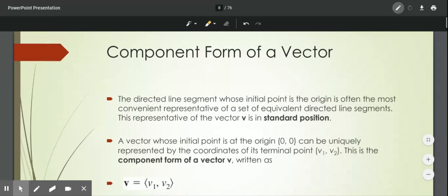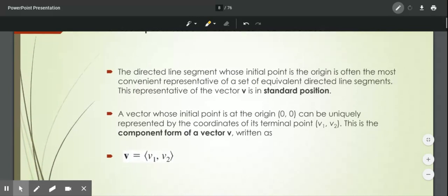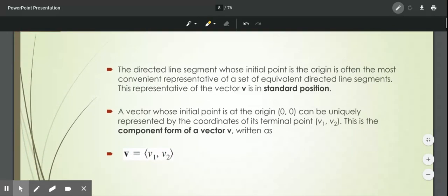All right, so this is what we just talked about in the last slide in terms of standard position. So standard position is when your initial point is at 0, 0, and your terminal point is whatever the components are of your vector. So if it says standard position, that means you need to move the vector into component form.